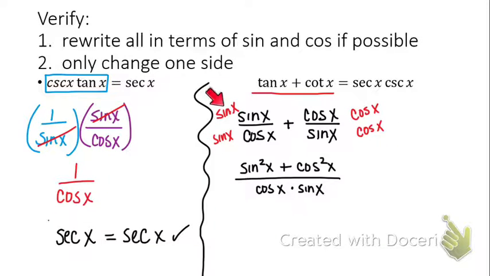Because when I multiply a sine times a sine, I get a sine squared. And when I multiply cosine times cosine, I get cosine squared. And because we have a common denominator, we can merge these together and make one single fraction. All right, so where do I go from here?